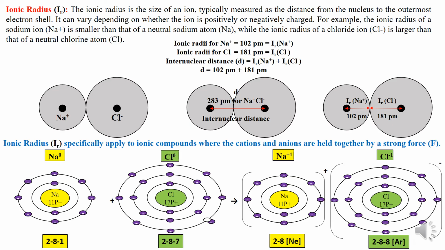It can vary depending on whether the ion is positively or negatively charged. For example, the ionic radius of the sodium ion is smaller than that of a neutral sodium atom, while the ionic radius of a chloride ion is larger than that of a neutral chlorine atom. So why is it so? I've already explained in detail the reasons for the sodium ion being smaller than the chloride ion, or the chloride ion being larger than the sodium ion.